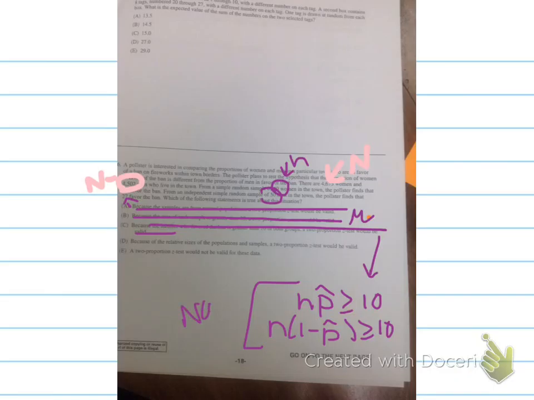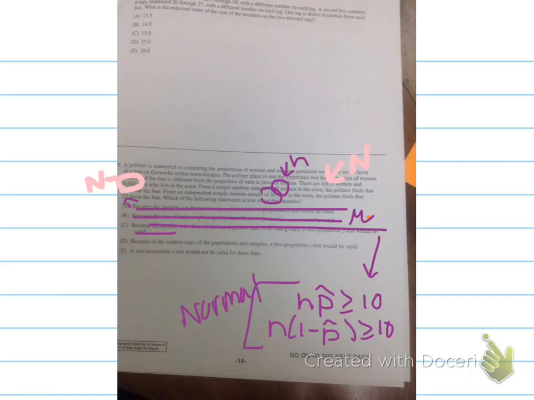This isn't true. What needs to be greater than 10 is your n times p hat, and n times 1 minus p hat, greater than or equal to 10. This is the normal condition. This allows us to use the z-chart.